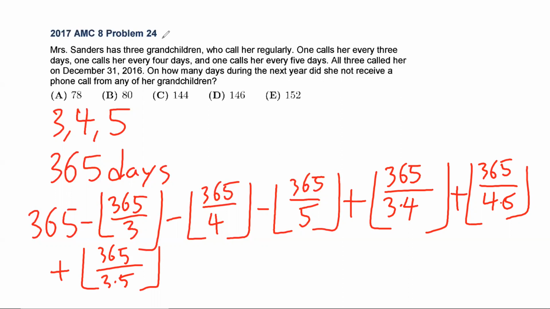But then you'll notice that on every 60th day, where all 3 children call her, you're overcounting that again, which means you have to go back and subtract 365 divided by 3 times 4 times 5. And so I believe this should be the answer. This whole thing right here.